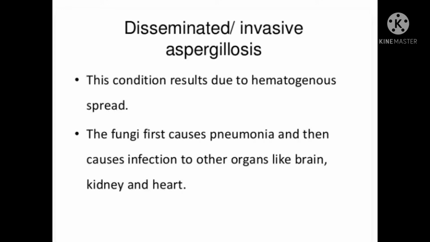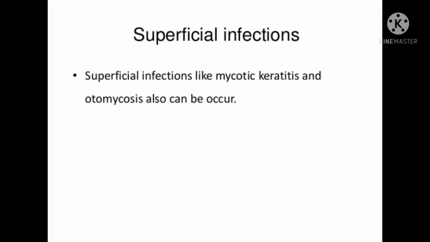Disseminated or invasive aspergillosis is a condition that results from hematogenous spread. The fungi first cause pneumonia and then cause infection in other organs like the brain, kidney and eye. Some of the superficial infections include mycotic keratitis and otomycosis.